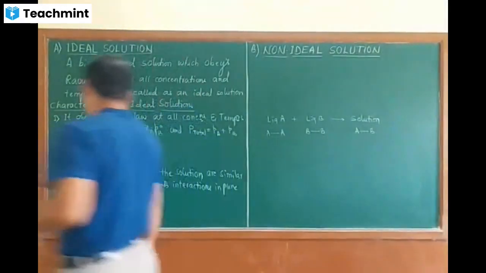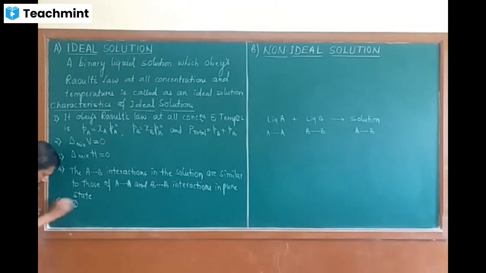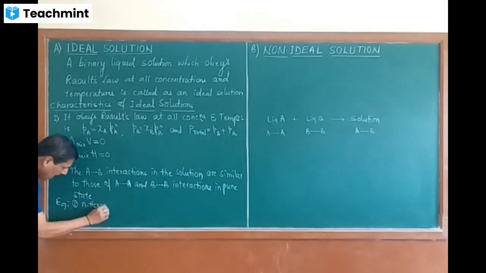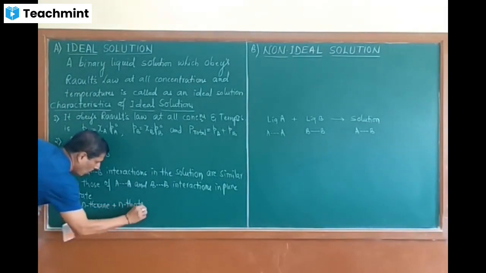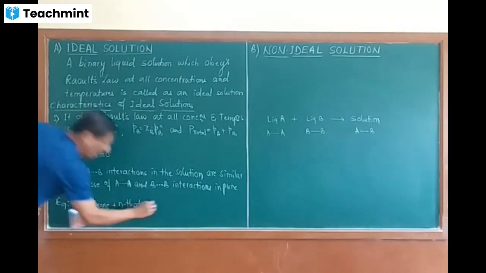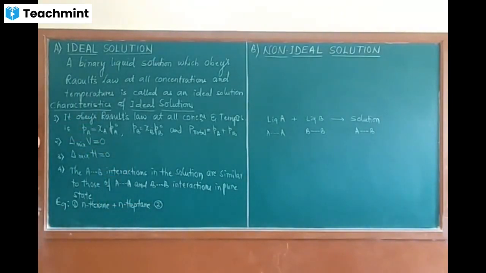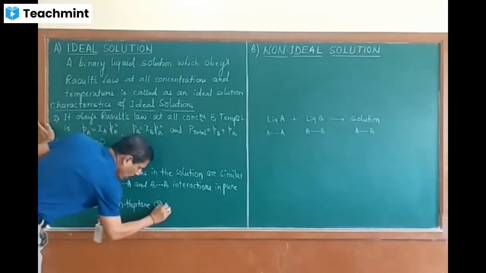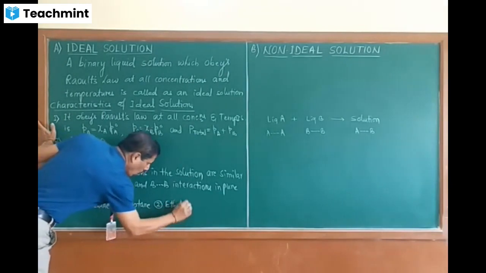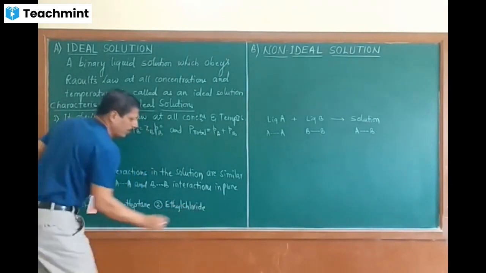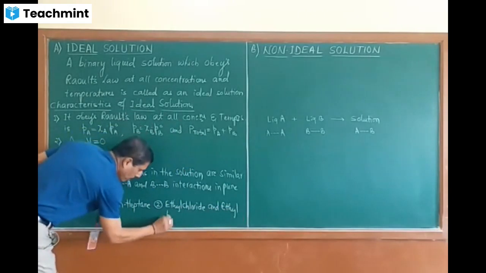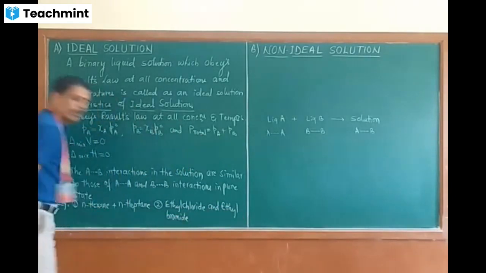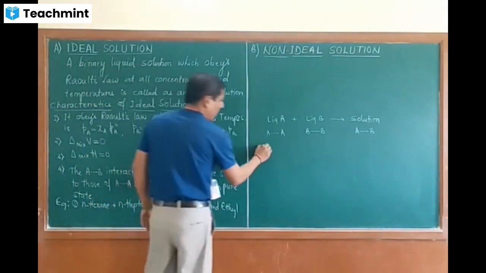So what are the examples? First one is n-hexane plus n-heptane, normal hexane and normal heptane. Second example is ethyl chloride and ethyl bromide. You may take another example here.